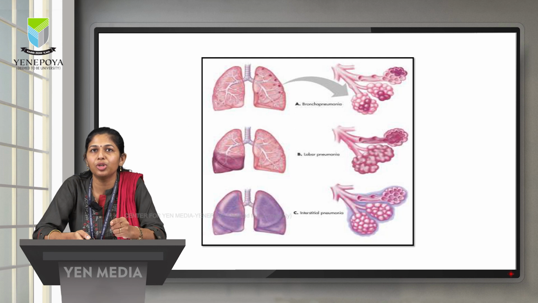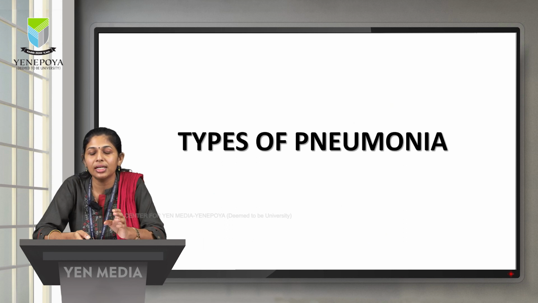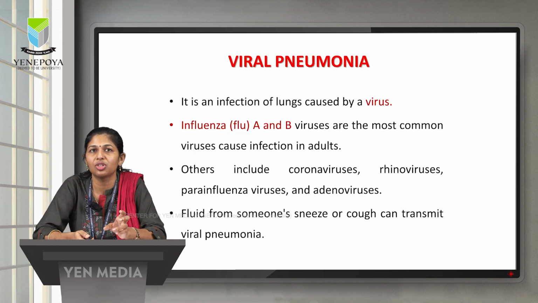The first one is bronchopneumonia. Bronchopneumonia is nothing but the infection or inflammation which occurs in the bronchi. Then next one is lobar pneumonia. Lobar pneumonia is the infection or inflammation that occurs in the lobar part. We have already seen that the right lung has three lobes and the left lung has two lobes, so according to that you can differentiate the pneumonia. Then third one is interstitial pneumonia. Interstitial pneumonia is the infection or inflammation that occurs in the interstitial space between the alveoli. That is all about the anatomical classification of pneumonia.